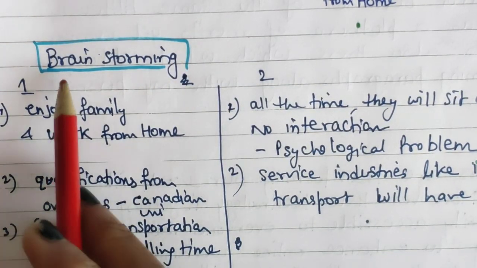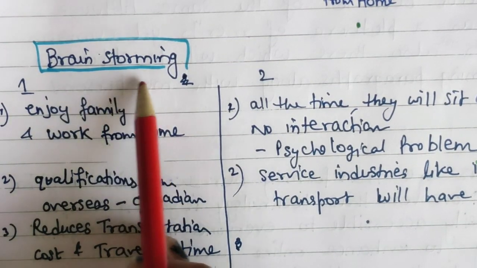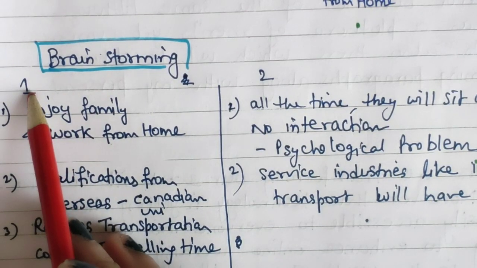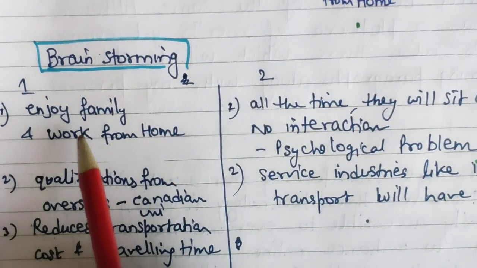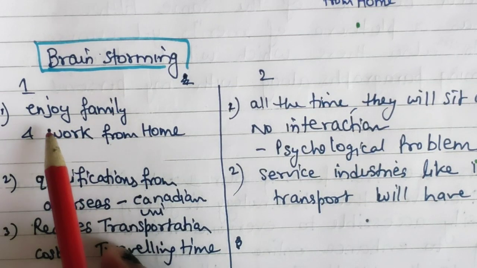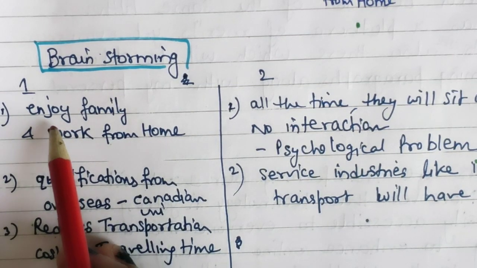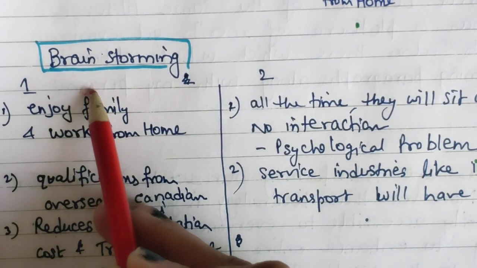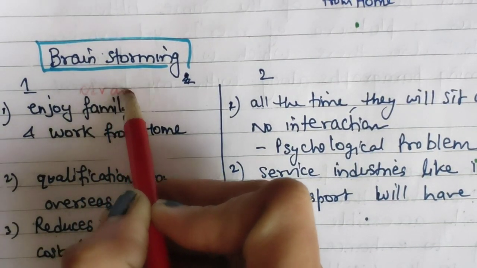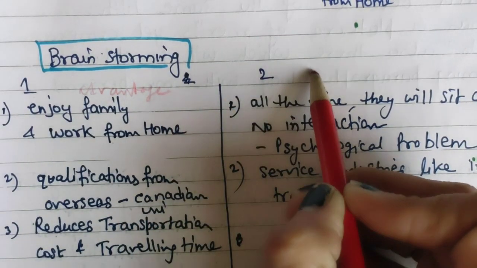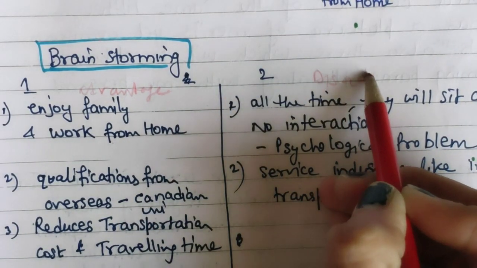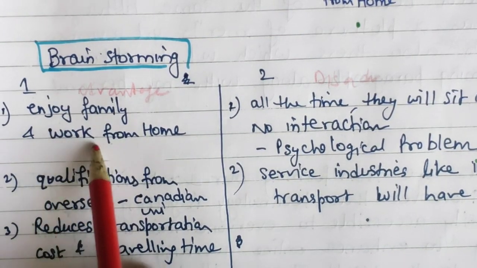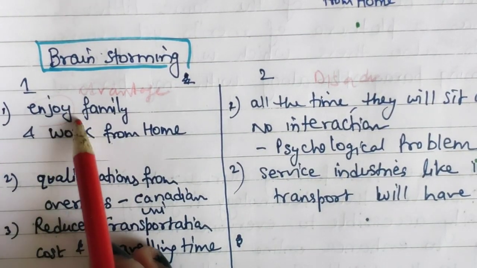Hi. Now brainstorming means bringing out or planning the main important points for body paragraph 1 and body paragraph 2. So for this essay I have just written these points for work from home, meaning advantages. Advantages I am going to write in BP1, and disadvantages in BP2. So my advantage is enjoy family and work from home, if someone is working from home.